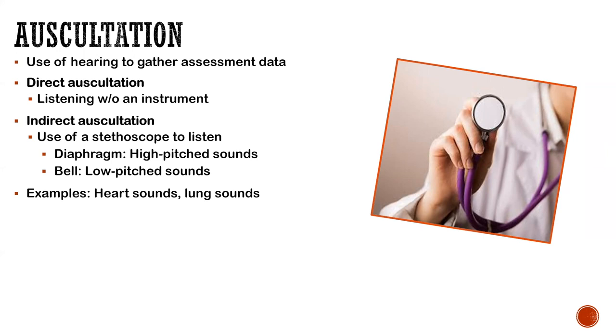Okay, so let's test your knowledge. If I hear stridor when the patient is telling me their name, how would I document that? I would document this as stridor heard during direct auscultation, okay? Now, if I hear stridor when I'm auscultating breath sounds, how would I document that? I would document that as stridor noted during indirect auscultation, okay? So that's the difference between the two.